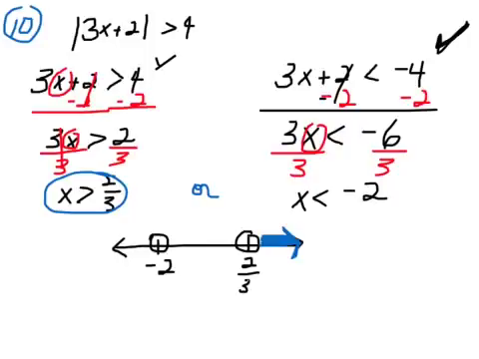Or, I'll do the other one in green. x is less than negative 2. That's out to the left of this value. So numbers that would work in here would be anywhere in this shading. Negative 2 would not work. 2/3 would not work and make a true statement. But anything bigger than 2/3 or less than negative 2 would work.